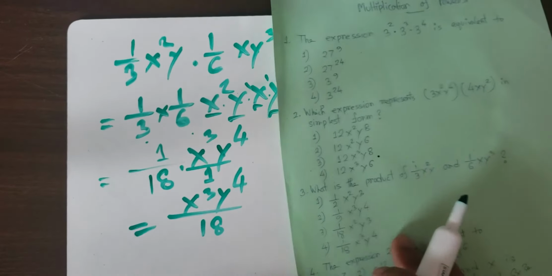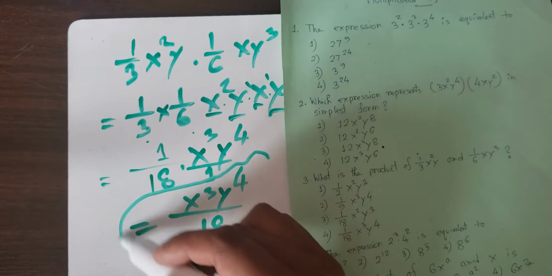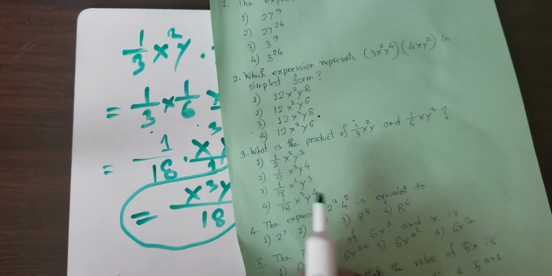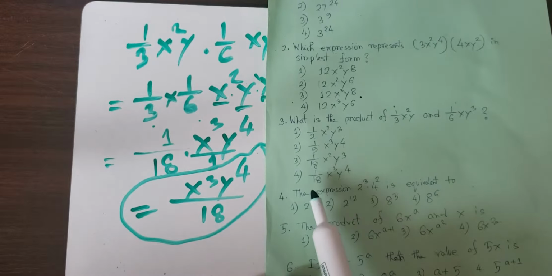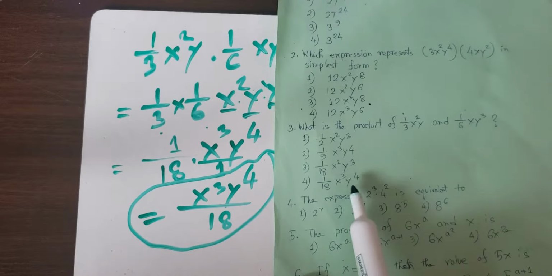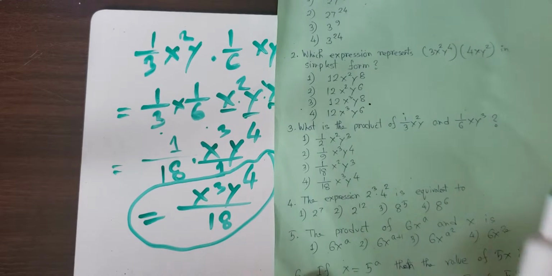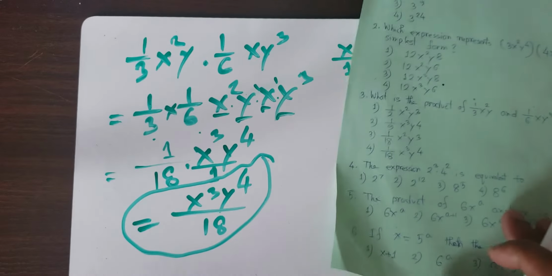So now look at this part. You don't need to know this because you'll not see this option, but I'm just telling you this might be useful sometimes. Okay, so let's look at this: 1 over 18 and x to the power 3 and y to the power 4. So that's option number 4. Alright, so now let's look at question number 4.